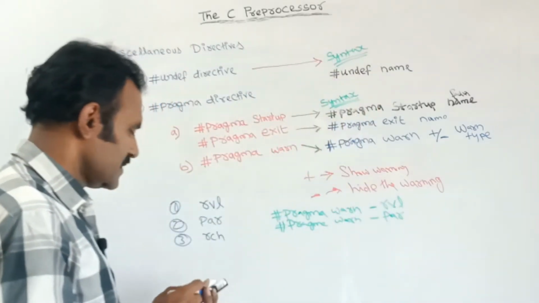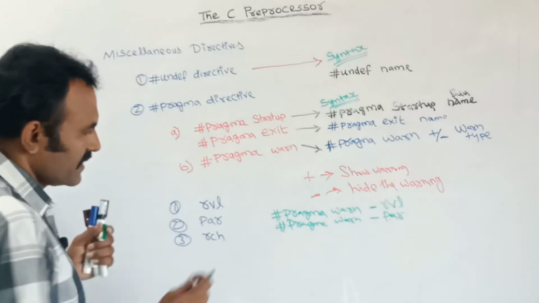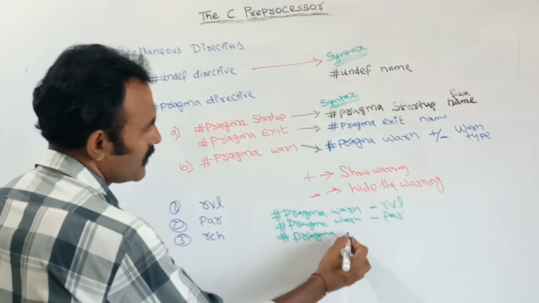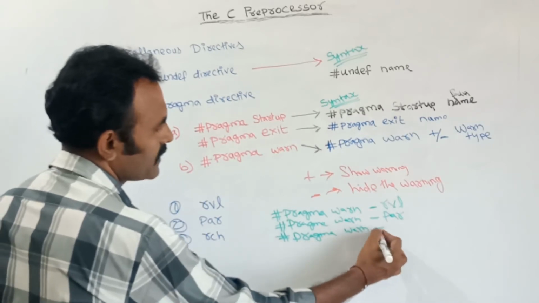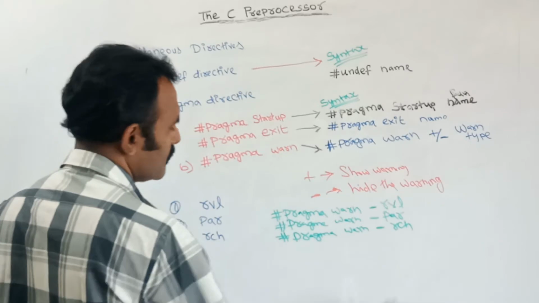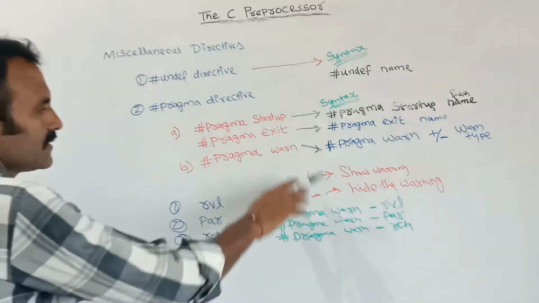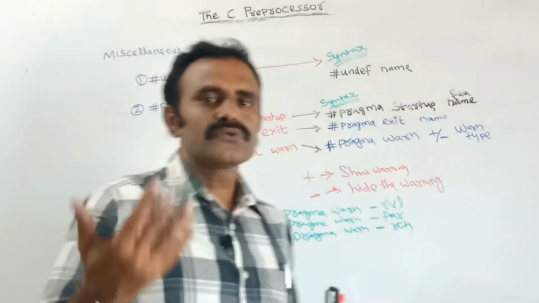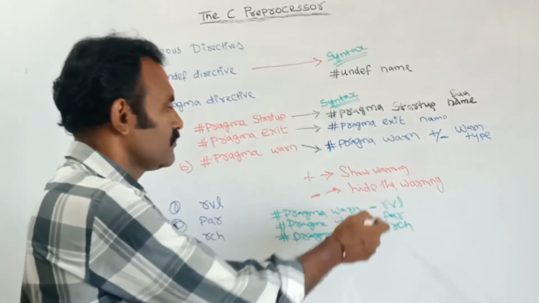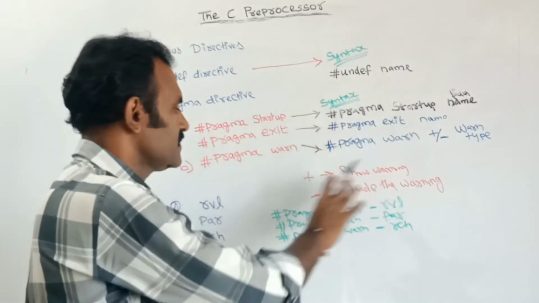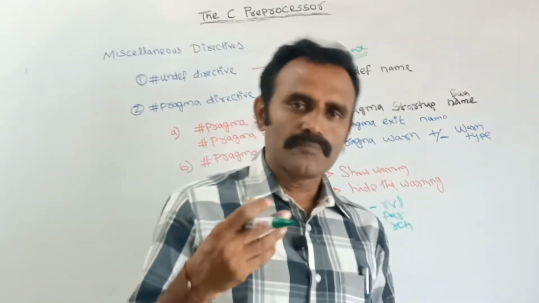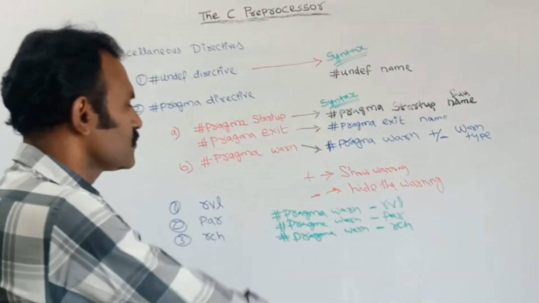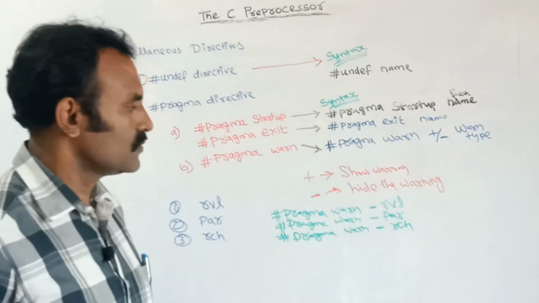For this we can declare like this: first pragma, after that warn, next here minus RCH. This will hide this kind of warning. If you want to show that warning, instead of minus we can give plus, otherwise by default it is plus only. That is, if we need the compiler to show the warning, then we can remove this code, or we can use the plus symbol also.